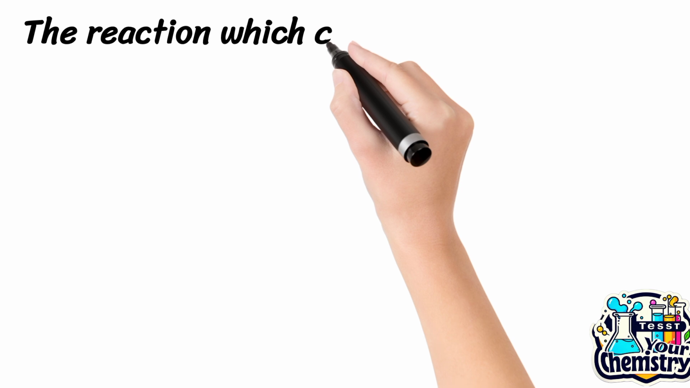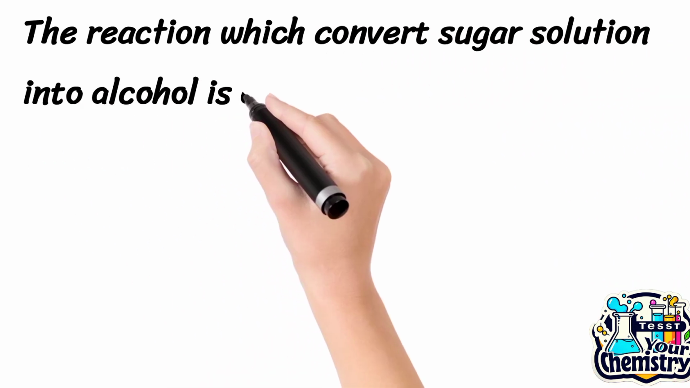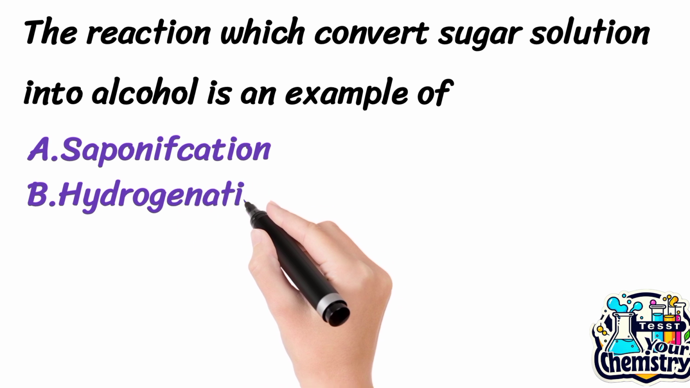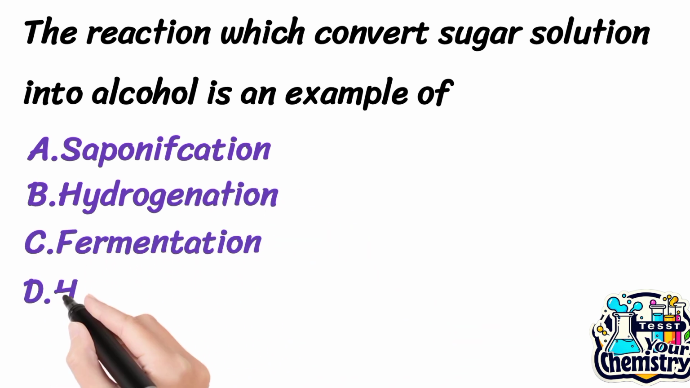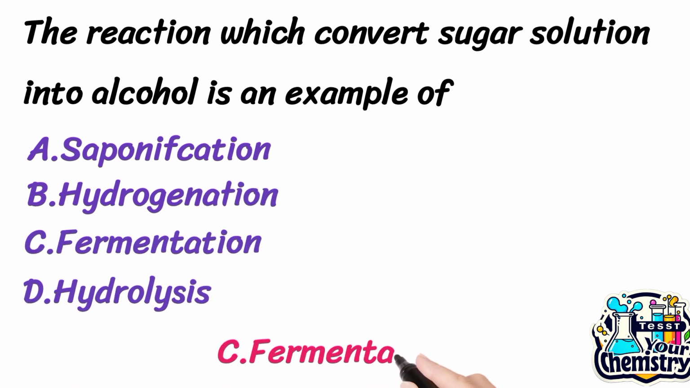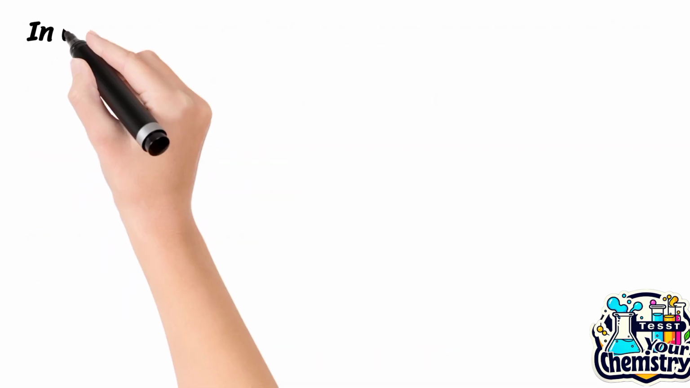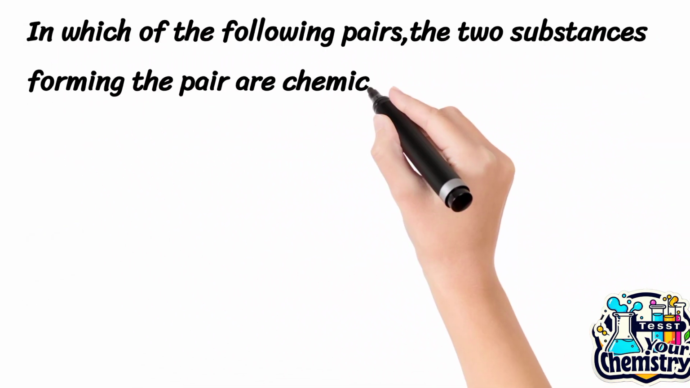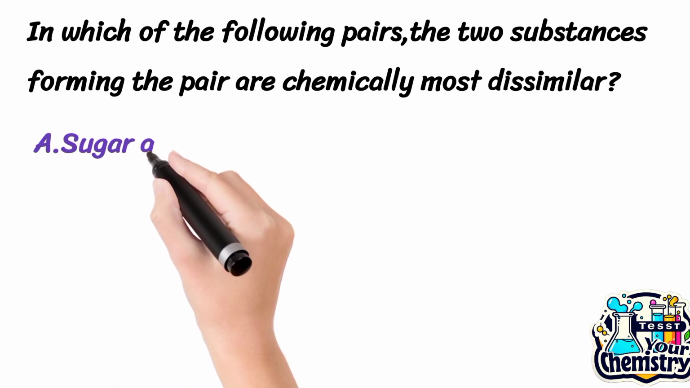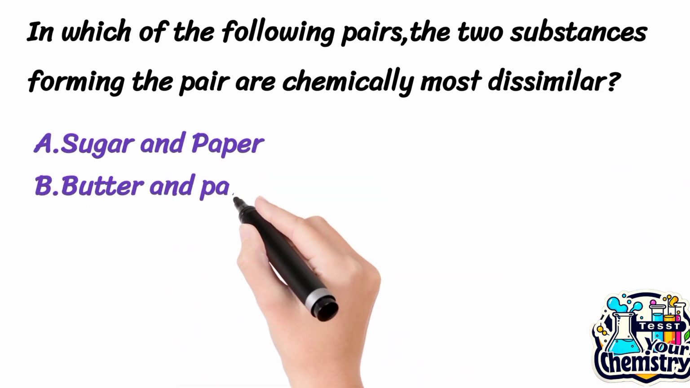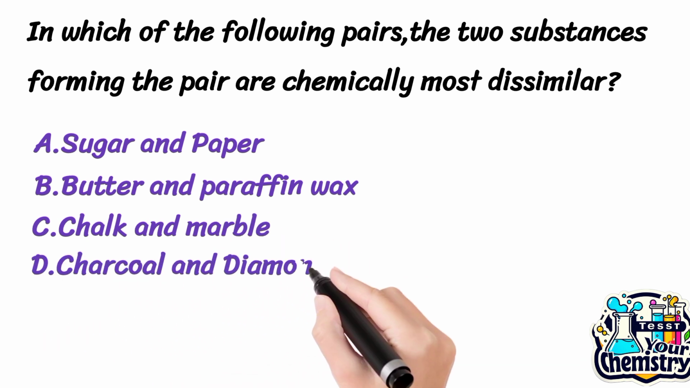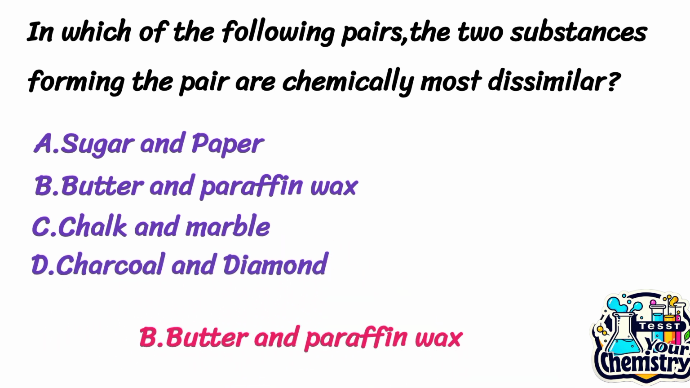The reaction which converts sugar solution into alcohol is an example of saponification, hydrogenation, fermentation, hydrolysis. Option C, fermentation. In which of the following pairs the two substances forming the pair are chemically most dissimilar? Sugar and pepper, butter and paraffin wax, chalk and marble, charcoal and diamond. Option B, butter and paraffin wax is correct.